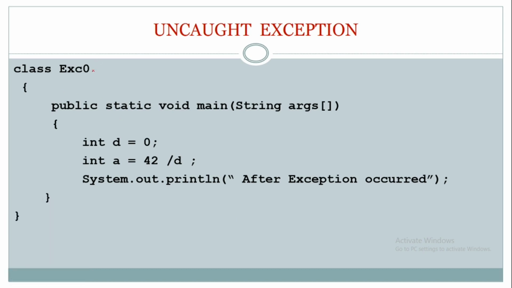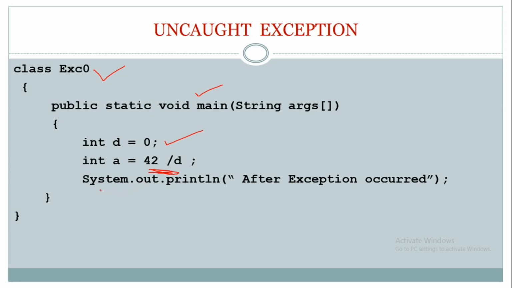We have a class called Exes, and within the main function we have declared a variable, int d, which is 0, and one more variable a, initialized with the expression 42 divided by d. Here the value of d is 0. Any integer divided by 0 causes an exception, called an arithmetic exception.